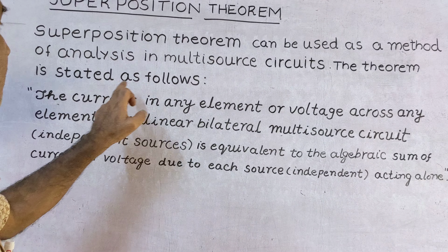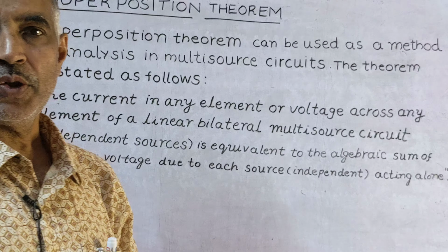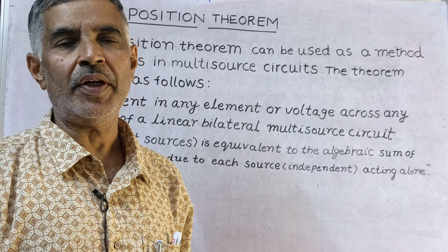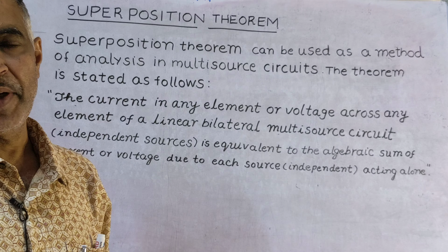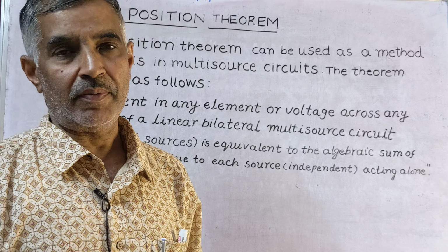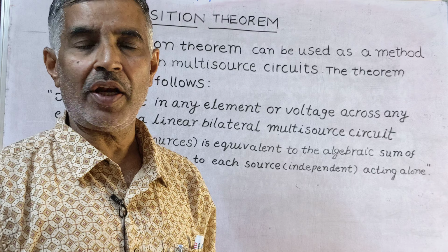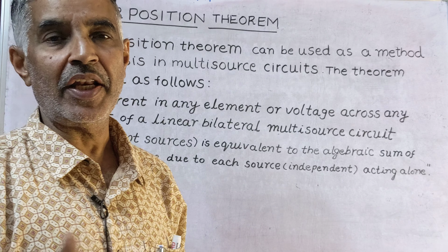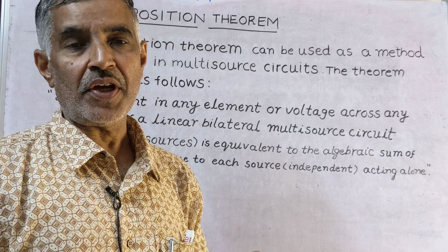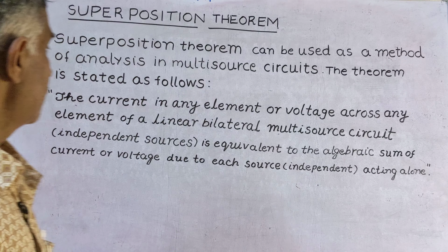The theorem is stated as follows. Using the superposition theorem, you can find either the current through an element or the voltage across an element, but it fails to calculate power because power is a non-linear relationship. I will explain later. You can only calculate voltage or current, not power.